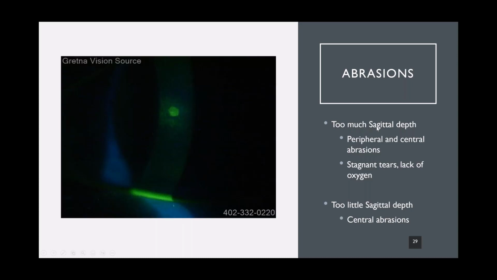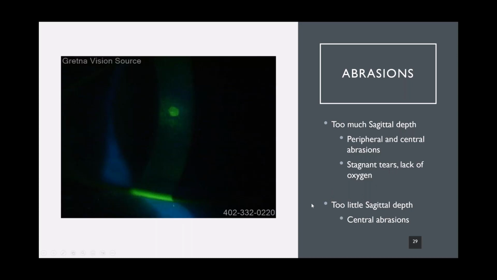So if you have a lens that has too much sagittal depth, it's too steep, you could have peripheral or central abrasions. And you would think, okay, well, why a central abrasion? Well, because if it is really too steep, they could have just stagnant tears in the center of the lens, too thick of a tear pool, and no oxygen to certain parts of the cornea.